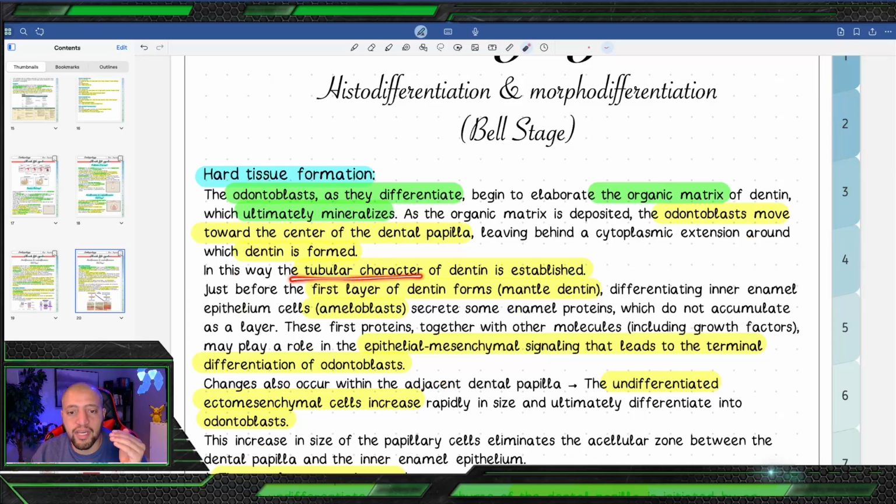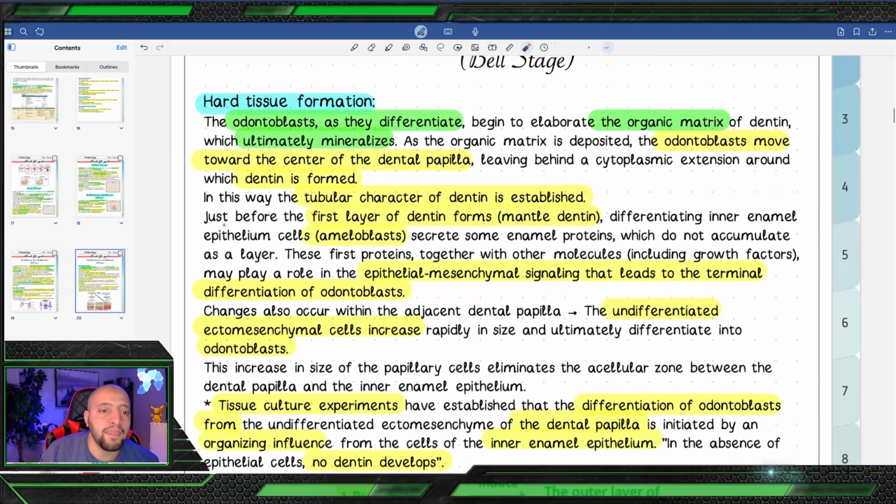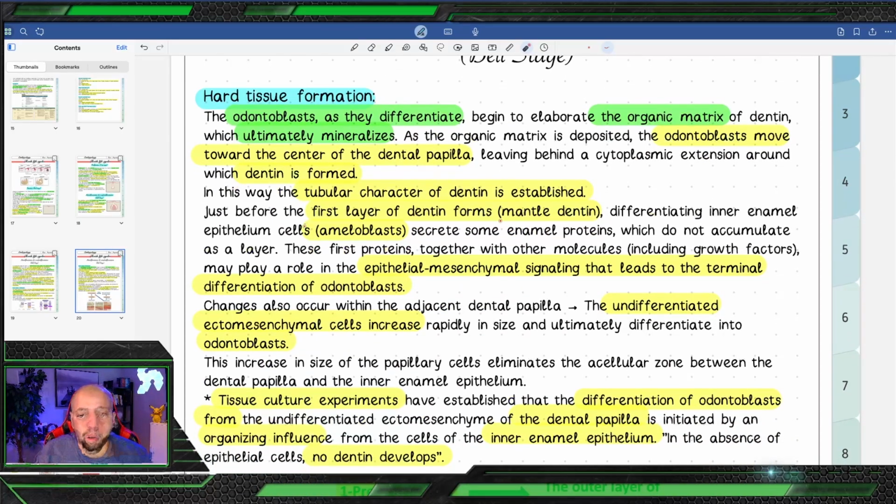This is why the tubular characteristic of dentin is established. Just as this layer of dentin forms, which is the mantle dentin, differentiating inner enamel epithelium, which is ameloblast, secretes some enamel protein matrix, enamel protein, which does not accumulate as a layer. These first proteins, together with other molecules, including growth factors, may play a role in epithelial mesenchymal signaling that leads to the terminal determination of odontoblasts. So this is a different way to speak about the reciprocal induction.